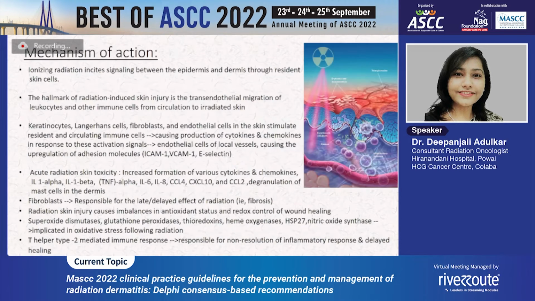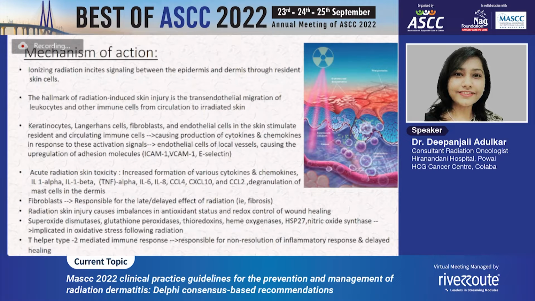Next slide, please. So if we look at the mechanism of action, why does radiation dermatitis occur? Ionizing radiation incites a signaling pathway between the epidermis and the dermis. The hallmark of radiation-induced skin injury is the transendothelial migration of leukocytes and immune cells from circulation to the irradiated skin. Keratinocytes, Langerhans cells, fibroblasts, and endothelial cells stimulate this immune response and cause production of cytokines, chemokines, and endothelial cells to produce different adhesion molecules. And that is when we see the radiation dermatitis.